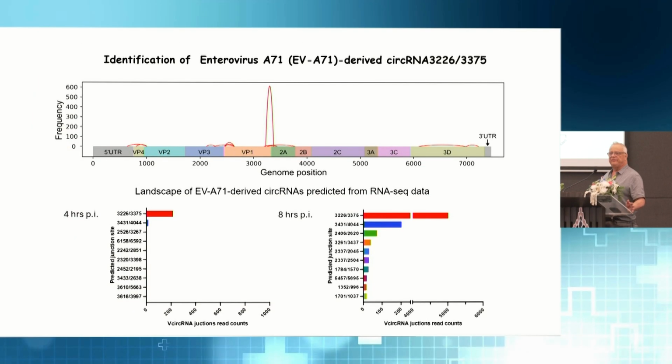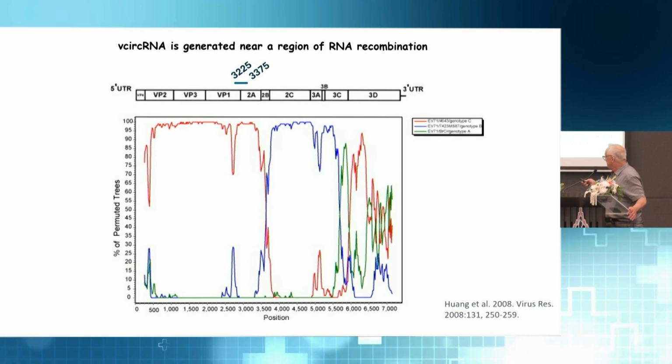So when we looked, what we found is there is a circle being made, but very different from what I showed you with HCV. Remember, they were all over the viral RNA. In this case, it's only at this particular junction between a capsid protein and a viral protein called 2A, a viral protease. And very interestingly, right at this junction where the circular RNA is being made, there is an RNA recombination hotspot. So our hypothesis is that the circle is important for generating variants and recombinant enterovirus 71s. And we are testing this right now.